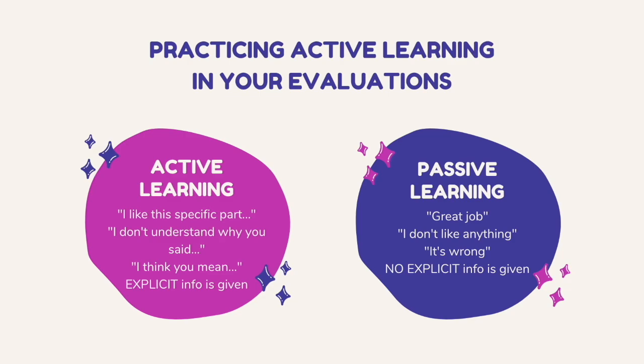For yourself and for your peer, you should be pointing out specific things that your peer did well on or could improve upon. You and your peers' learning can become passive when there is no specific or explicit info for your peer to act upon.